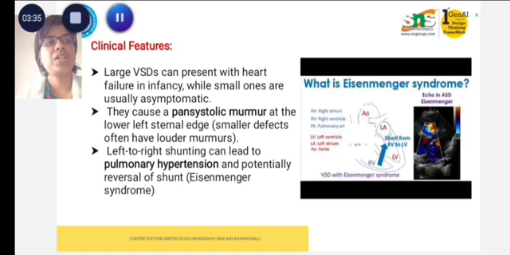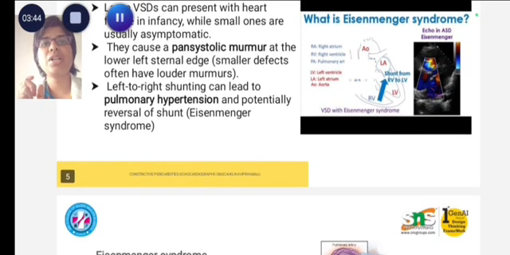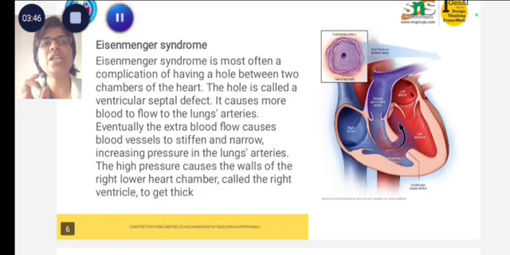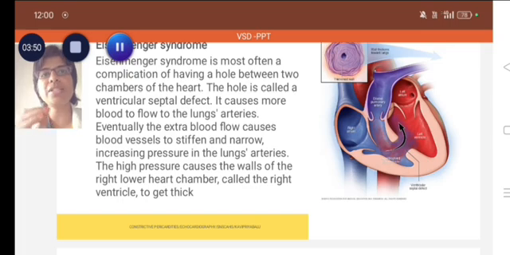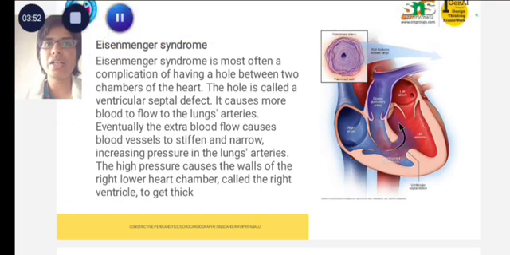See, Eisenmenger syndrome is well explained here. RV to LV, right to left shunt. It is called Eisenmenger syndrome. Eisenmenger syndrome is most often a complication of having a hole between the chambers, mostly a ventricular septal defect, and it can also be in the right atrium side.